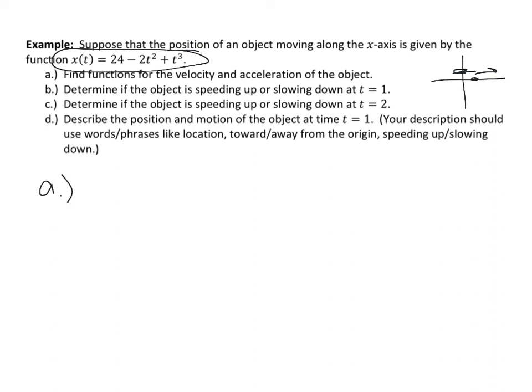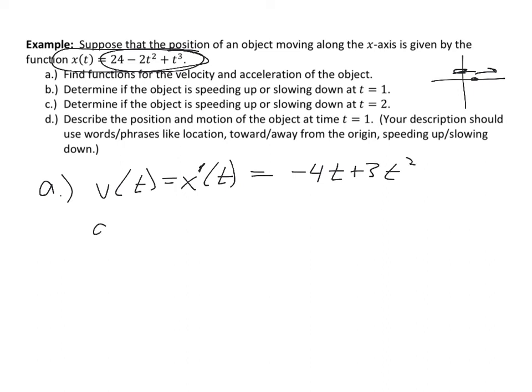Part A is asking us, could we find functions for the velocity and acceleration of the object? Well, sure we could. How would we find velocity? Wouldn't it be the derivative of that position function? So if I just do the derivative of this thing, I'm going to get, well, the 24 is going to turn into 0. This would be minus 4t plus 3t squared.